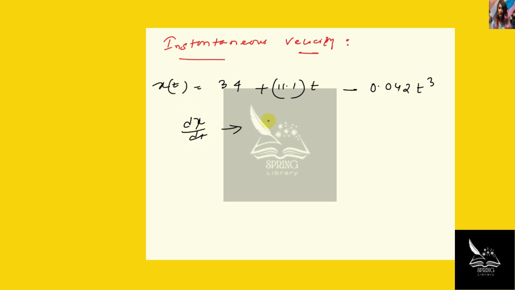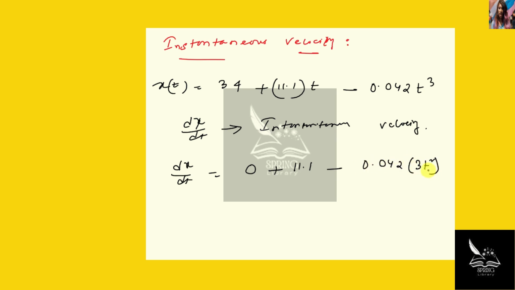So this thing is known as instantaneous velocity. Now from this equation, if we differentiate x with respect to t, dx/dt will be equal to... First of all, 34 is a constant, so it will be 0 after differentiation. And for the t term, it will be 11.1 minus 0.042 into 3t squared.